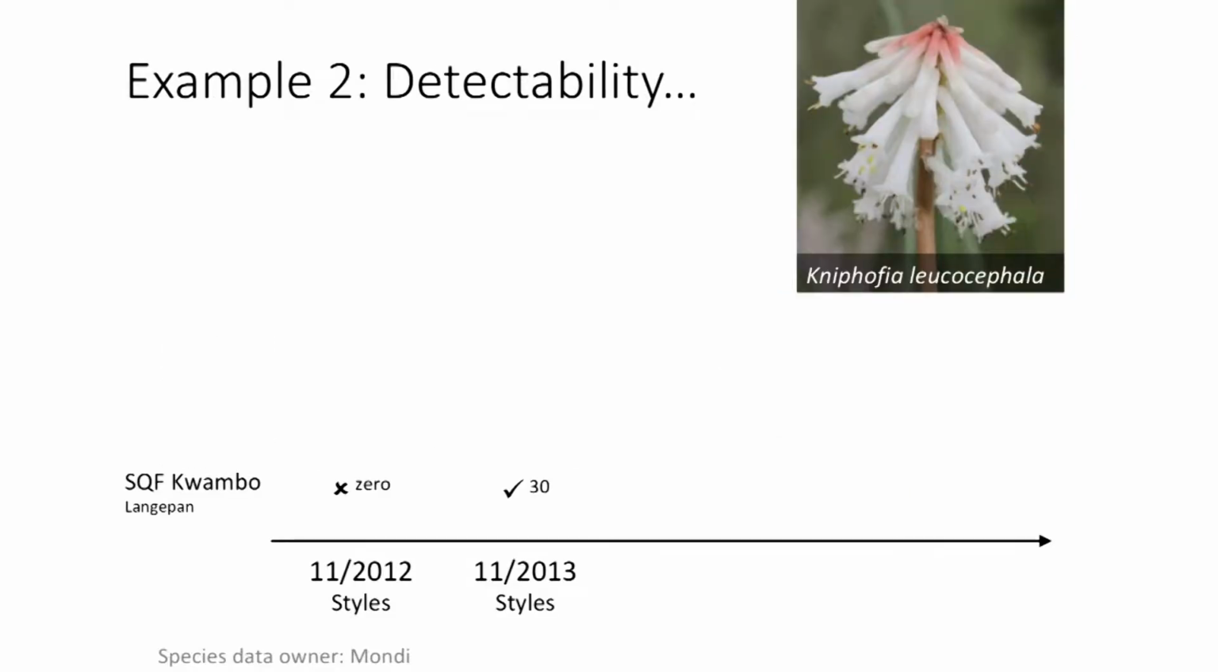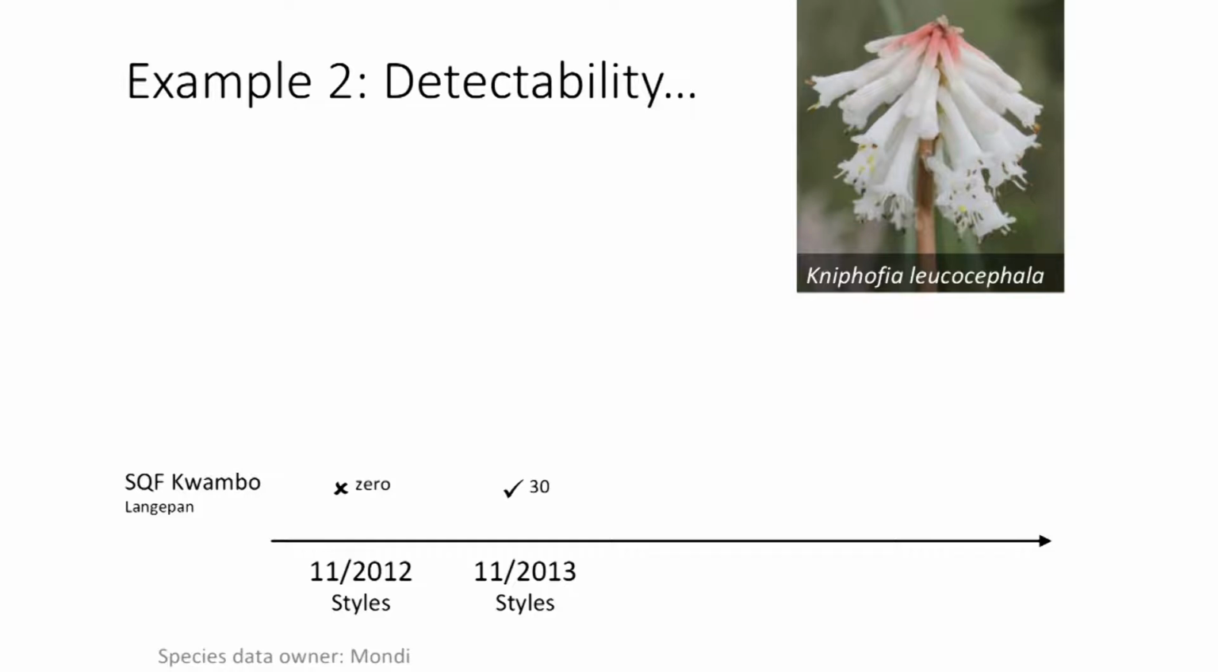When we look at this critically endangered Nephophia species, which only occurs at one site in the country, at Langepan, we see that in 2012 David Stiles, who is not a too shabby ecologist either, didn't find it.